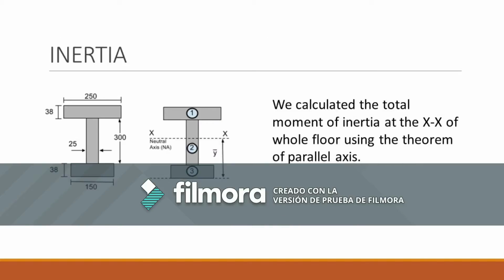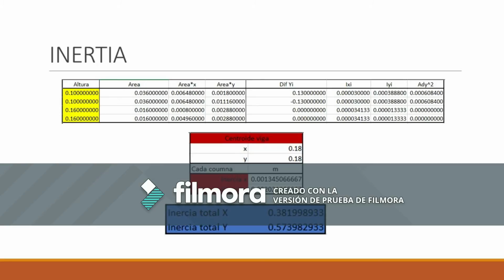We calculate the total moment of inertia about the x-axis of the whole floor using the theorem of parallel axes. To calculate this inertia, first we need to calculate the centroid of one of the columns, since all columns have the same measures. Knowing this, we are able to calculate the inertia. We proceed calculating the inertia with the help of a table in Excel to have better control of the calculation and the proper use of decimals in order to have a more accurate result.